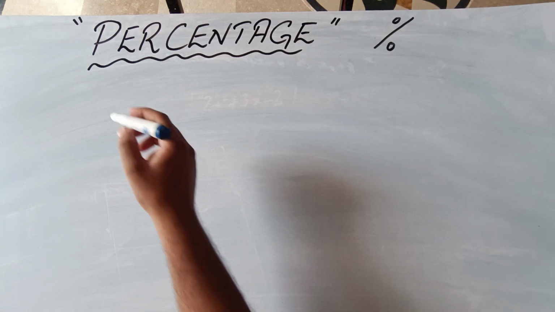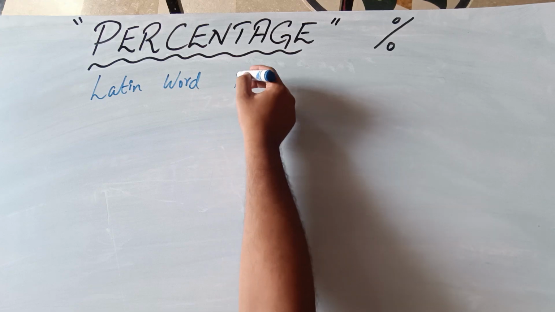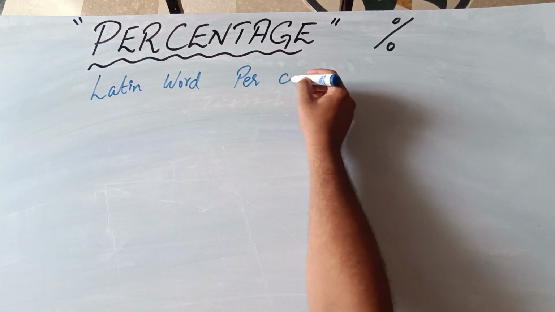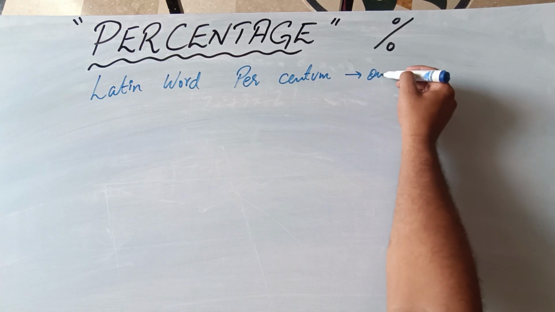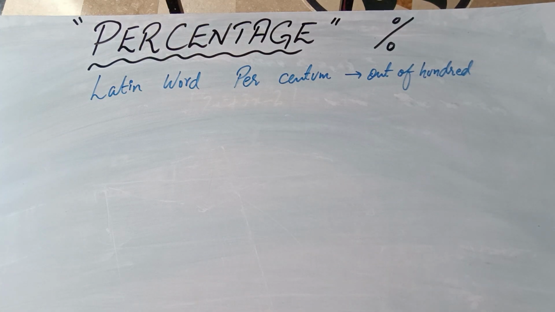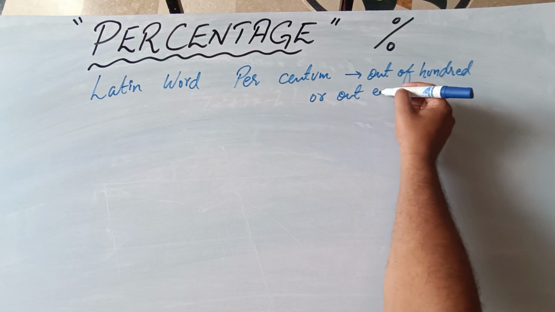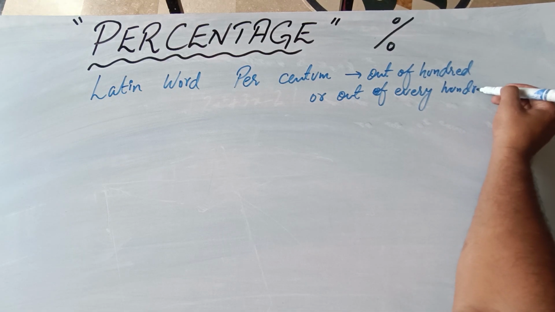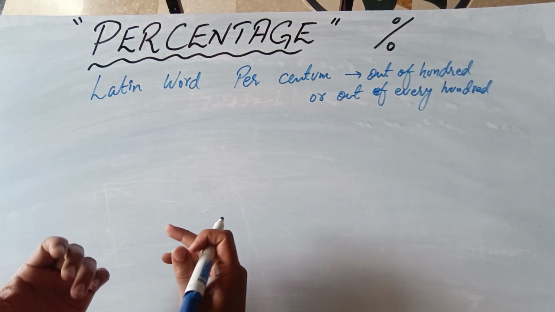The word percentage is derived from the Latin words per centum, which means out of 100, or every 100 out of every 100. So whenever we find out percentage, we find out of 100. So this is the basic concept of percentage.